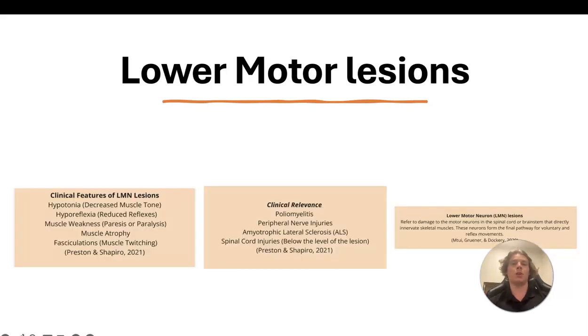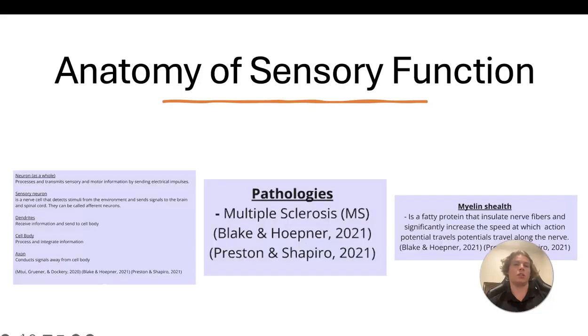A lower motor neuron lesion is a disruption in the communication between nerves and muscles, leading to some very specific clinical signs like hypotonia, hyporeflexia, and muscle weakness. Over time, lack of nerve input leads to muscle atrophy. Understanding these features is key in diagnosing and managing neuromuscular and neurological conditions.